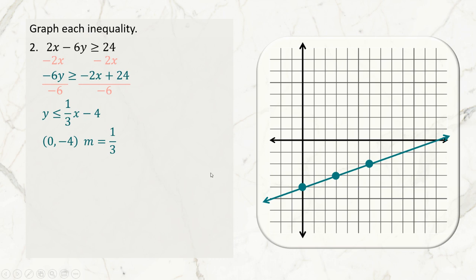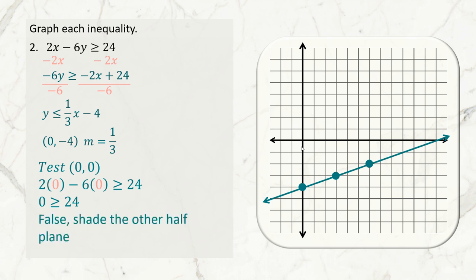So let's pick a point to test. Again, an easy point to test, 0, 0 right there. So let's plug zeros in for x and y. We're going to end up with 2 times 0 minus 6 times 0 is greater than or equal to 24. Simplifying this, we would get 0 is greater than or equal to 24. Is that a true statement? Is 0 greater than or equal to 24? Hopefully we're all saying no. So this is not true.